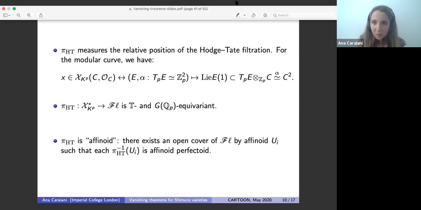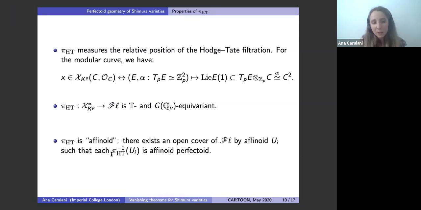All right, so the third thing that you need to know about this morphism is that it's affinoid in the following sense. There is an open cover of the flag variety by affinoids U_i, such that the preimage of each U_i under the Hodge-Tate period morphism is actually an affinoid perfectoid space. For example, for the modular curve, the flag variety is just P1, and your usual cover of P1 by open unit balls will give you an affinoid cover that works. In particular, you can use this to show that the fibers of the Hodge-Tate period morphism are themselves affinoid perfectoid spaces as well.